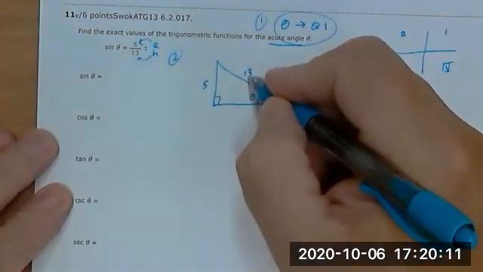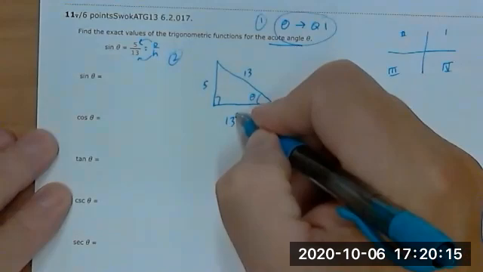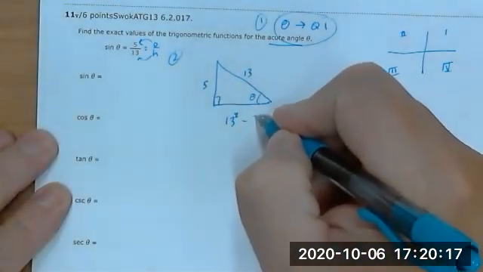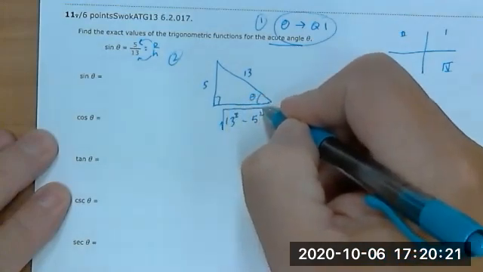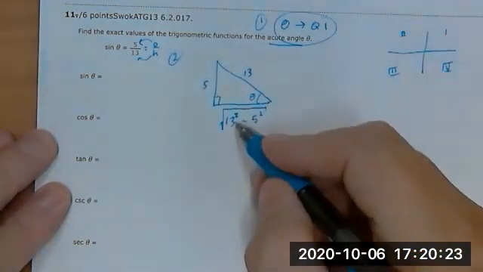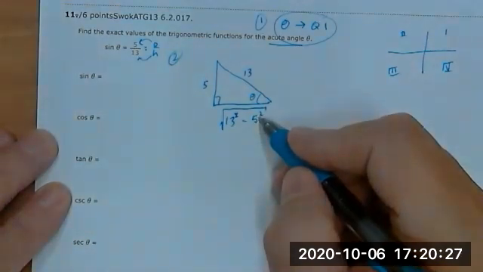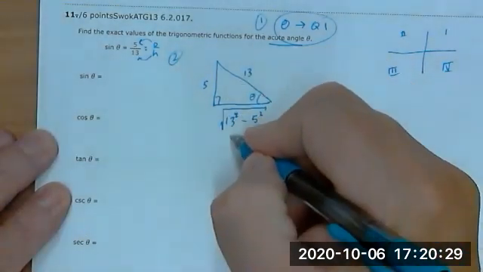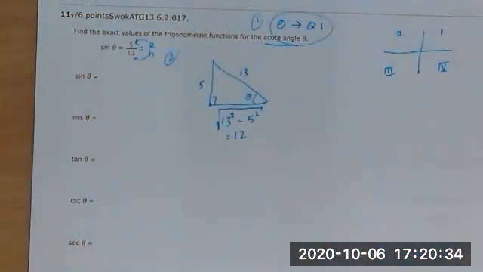Pythagorean formula is going to say you take this hypotenuse and you square it, and I subtract this other leg squared, but I have to take the square root of all of that. This is 169 minus 25, which is 144. Turns out the square root of 144 is 12. So this side of the triangle is 12.